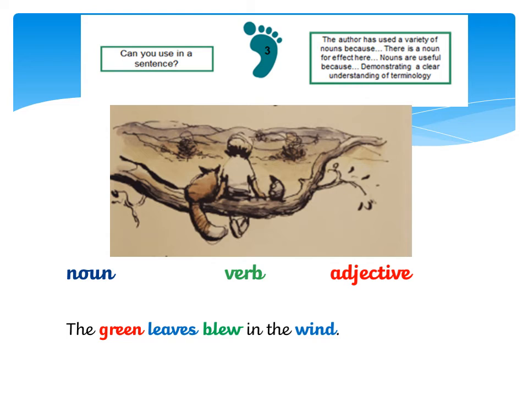Now, this is my sentence that I've come up with by looking at this picture. So I've got "The green leaves blew in the wind." So I've not thought about the fox, the boy or the mole. I've thought about the tree that they're sitting on, the tree branch, and I've thought about the leaves that I can see, and I've described those. So the adjective is green, the leaves and the wind are the nouns, so that's the name of the things in my sentence. And the movement that's happening is that the leaves are blowing. So blowing is the action or the movement in that sentence.